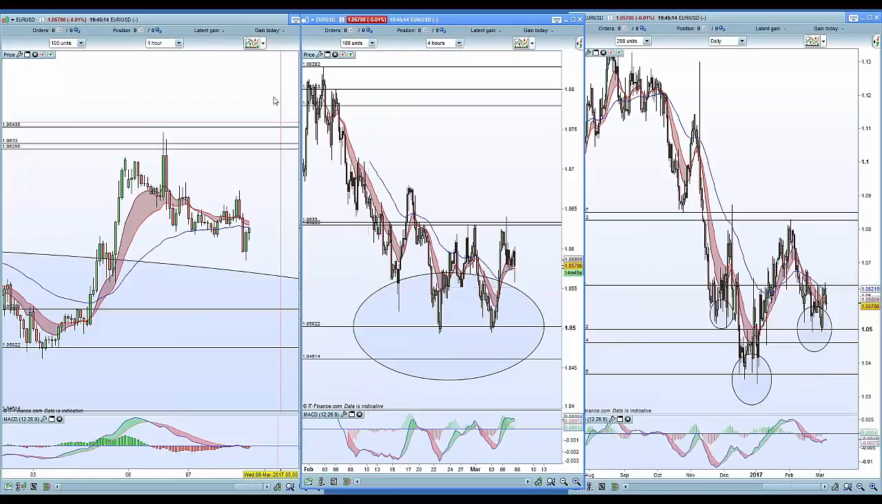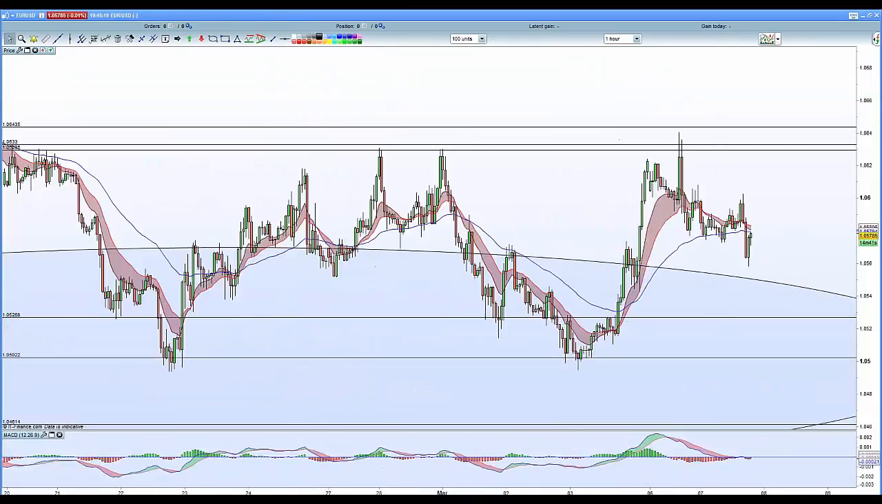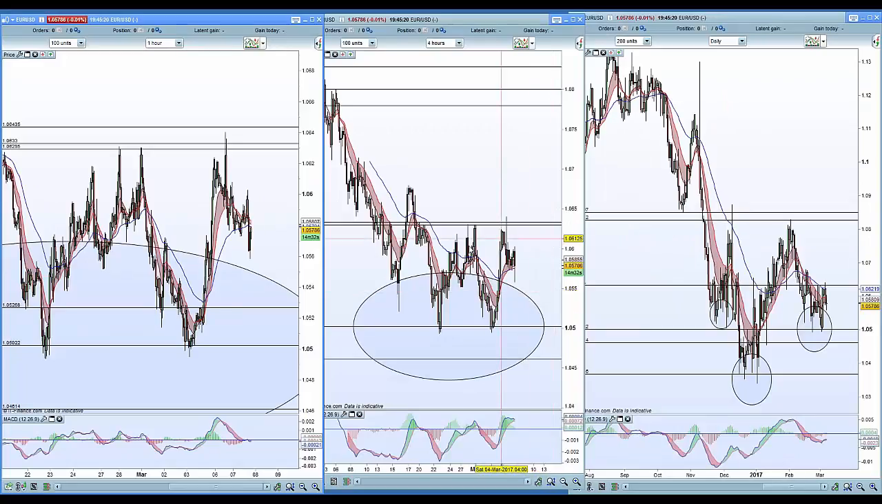Anything in between for the euro dollar, I'll be a bit more careful, simply because this pair does not have much direction. Look at that, the 1 hour chart doesn't look good to me at all. I'm not a big fan of the 1 hour chart. I'd rather trade off the 4 hours and see what happens. That's euro dollar for you.